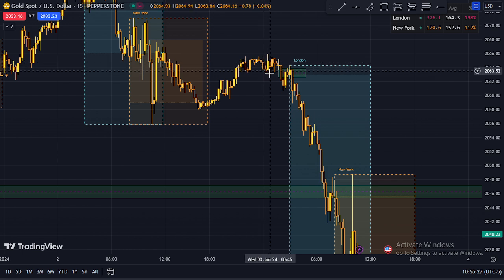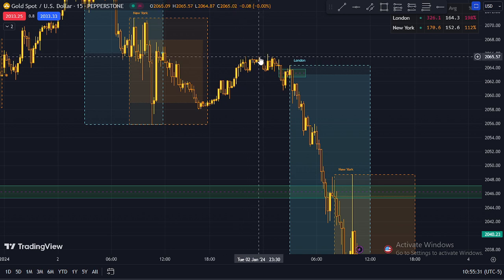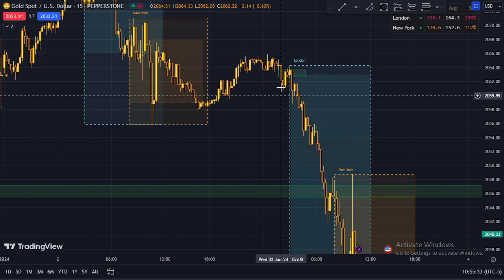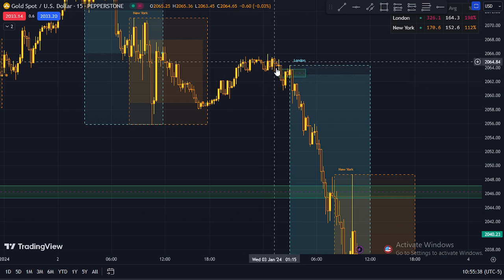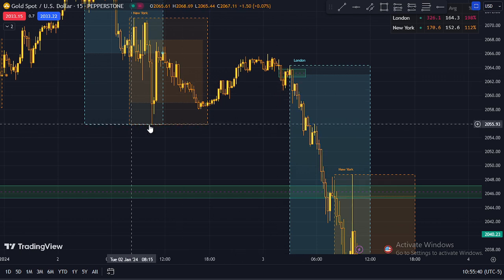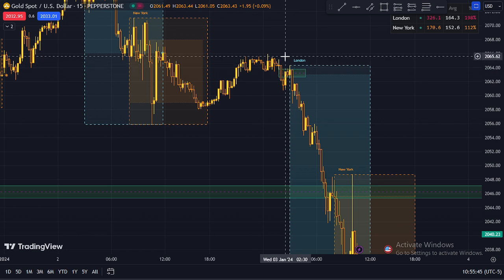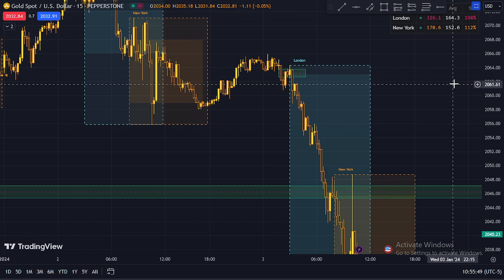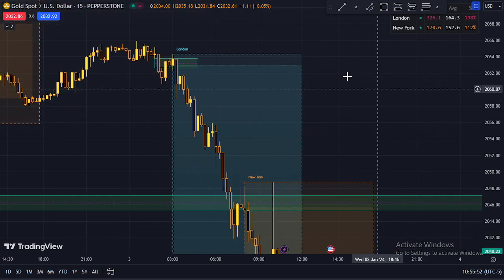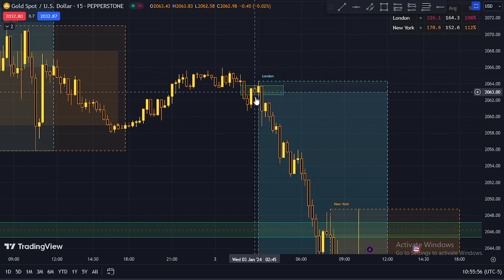We had this run to the upside, which came out to these highs, and then we had this shift in market structure after buy side has been taken. Then we have a shift in market structure. The draw is to the downside. So we had this candle that created a fair value gap.